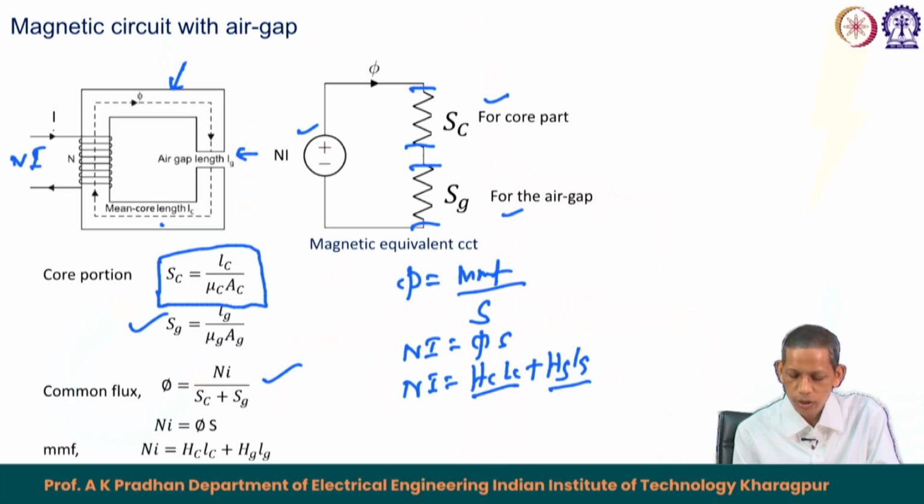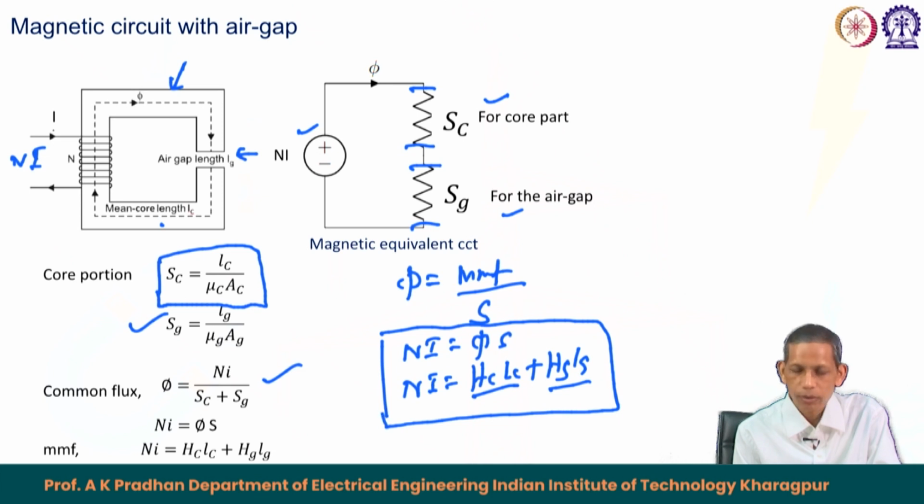So, this is the combination. We find two relations for the magnetic circuits in terms of MMF. MMF equals phi into S, and MMF also equals S_c L_c plus S_g L_g, or the summation of H into L, just like the voltage drop case.